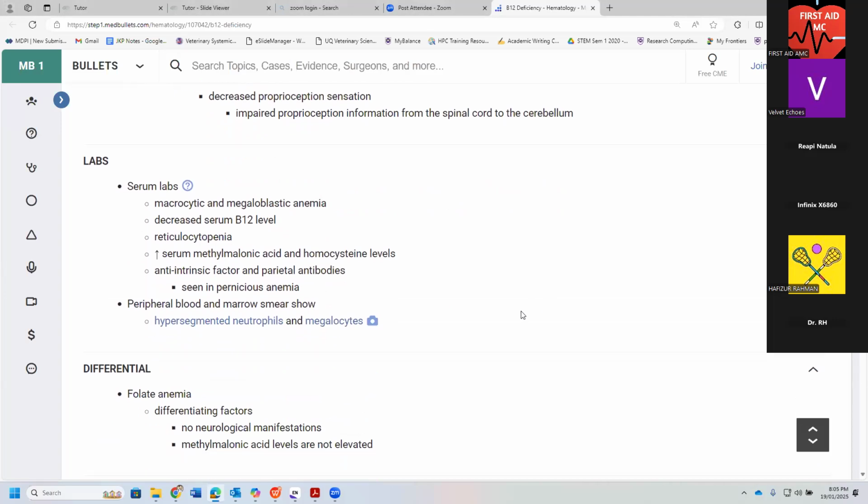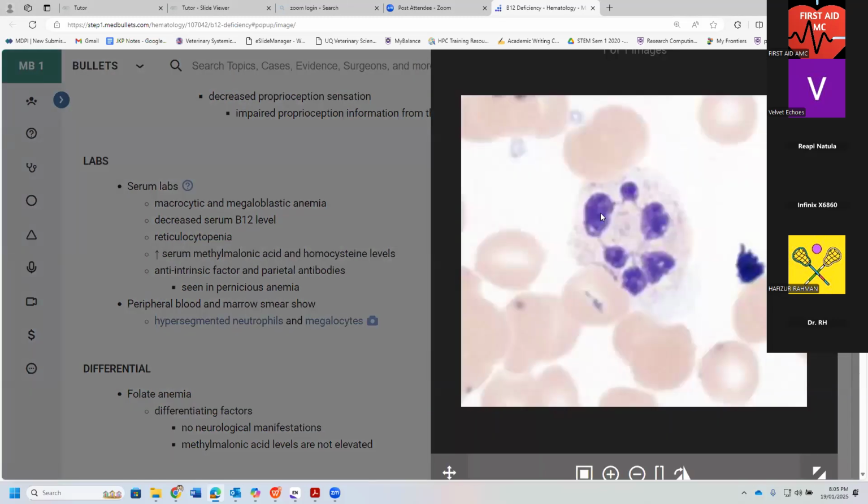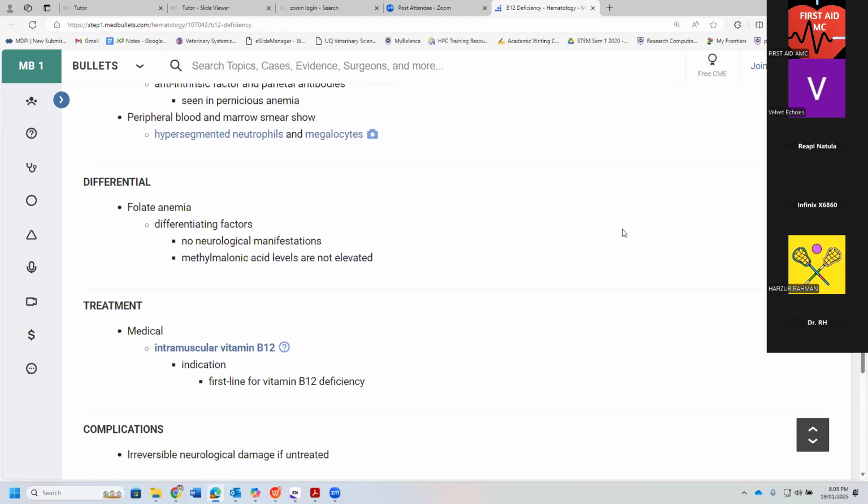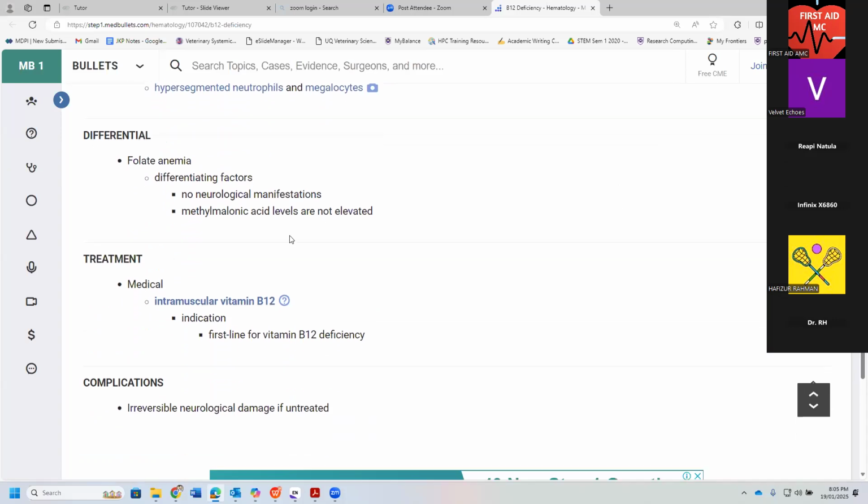Investigation, we do vitamin B12, peripheral blood film can show macrocytic megaloblastic anemia and hypersegmented neutrophils as well. So 1, 2, 3, 4, 5, 6 hypersegmented neutrophils. Can be folate anemia as well. Sometimes these two can occur side by side because folate anemia can also cause megaloblastic anemia, but it doesn't cause hypersegmentation of the neutrophils on peripheral blood film.